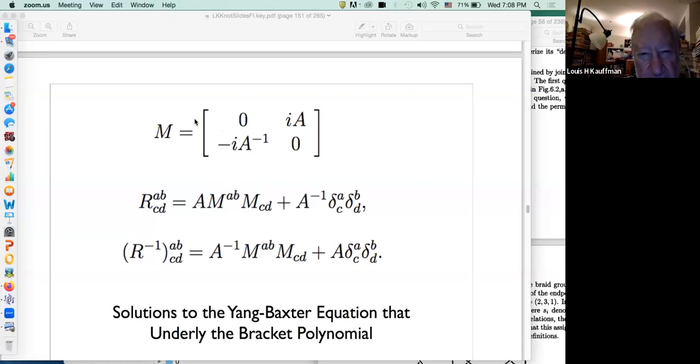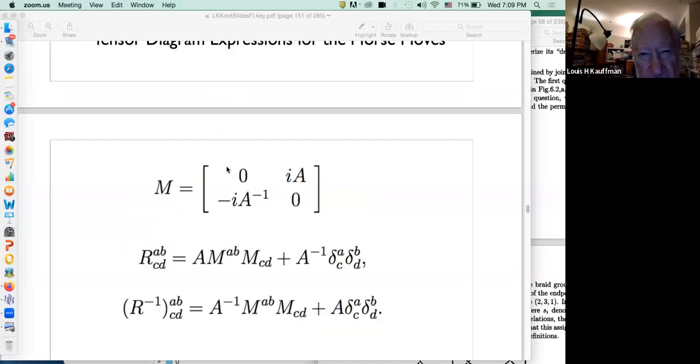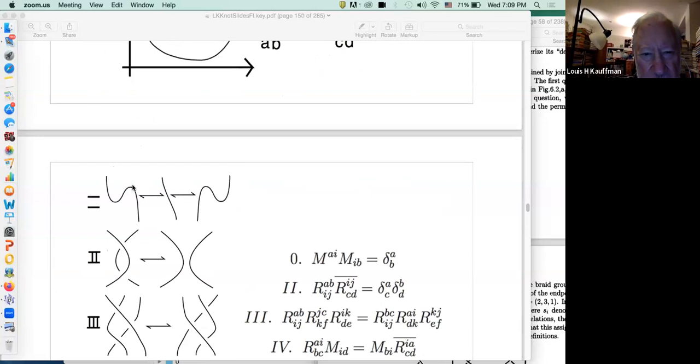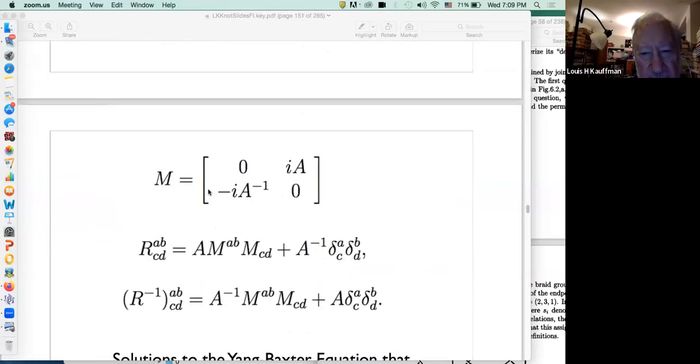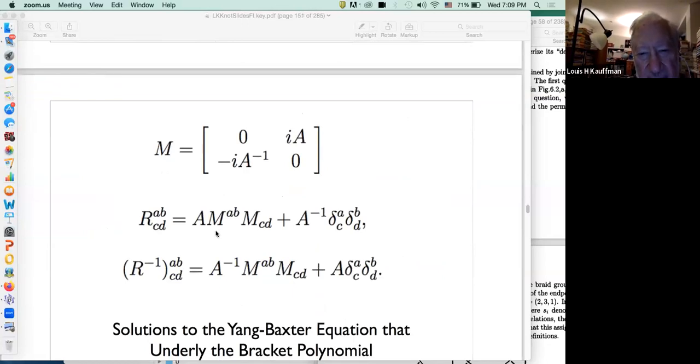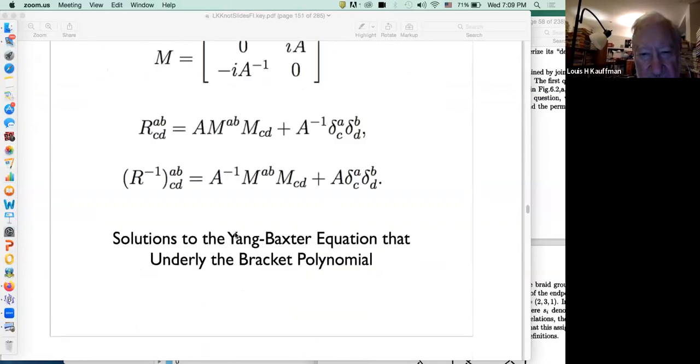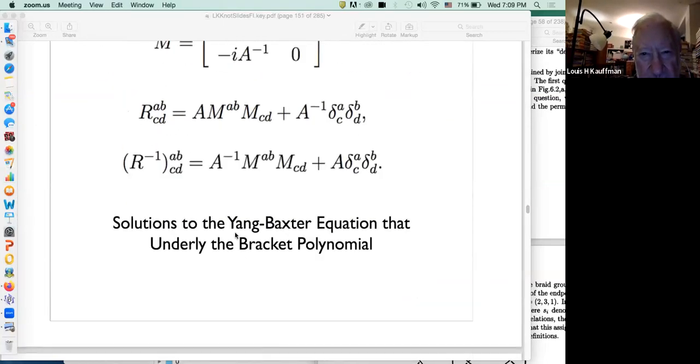If you multiply this matrix by itself, for example, you would have this row dotted into this column, and you would have iA times minus iA inverse, which is 1. So M squared is equal to the identity, which means that M lower and M upper will cancel to give you the identity. And you want the bracket, so you want A times cup cap, and that's what this is, right? Cup cap, and A inverse times the identity. And the inverse will be this way.